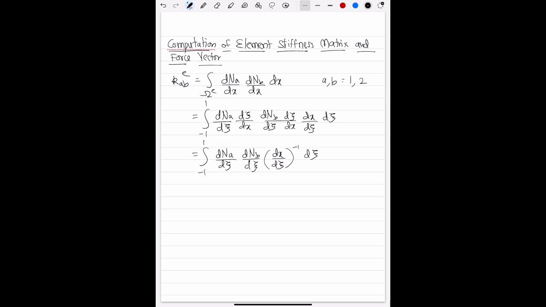Now, how do we evaluate the terms in this particular integral? We know that in the local description, N_A of psi is given by (1 minus psi)/2 for A equal to 1 and (1 plus psi)/2 for A equal to 2. So these are our basis functions in the local description. This means that dN_A/dpsi is essentially minus half if A is 1 or plus half if A is 2. This can be succinctly written as (-1)^A divided by 2.